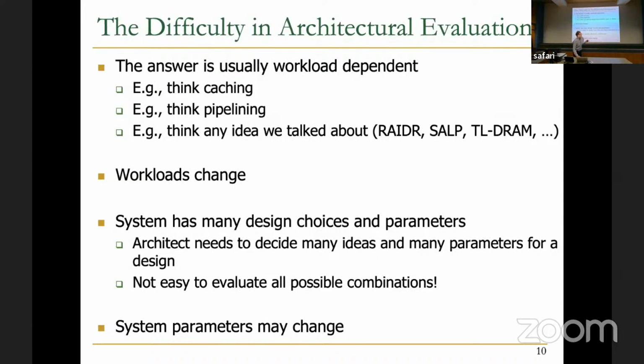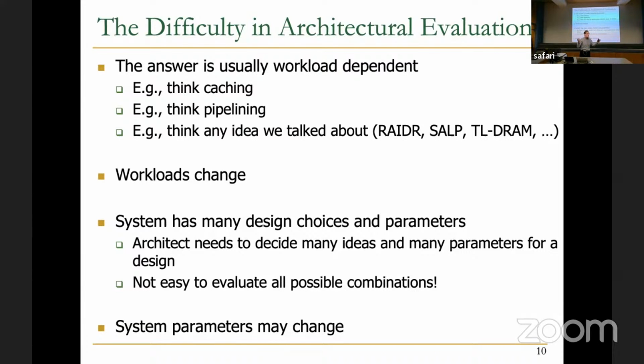And system parameters may also change, right? So a lot of these things make architectural evaluation different. For example, you run 2 workloads at the same time, 4 workloads at the same time, 6 workloads at the same time. You evaluate those things. You can change the multi-threading parameters. You can change the cache sizes, etc. So there are a lot of changes that you can do.